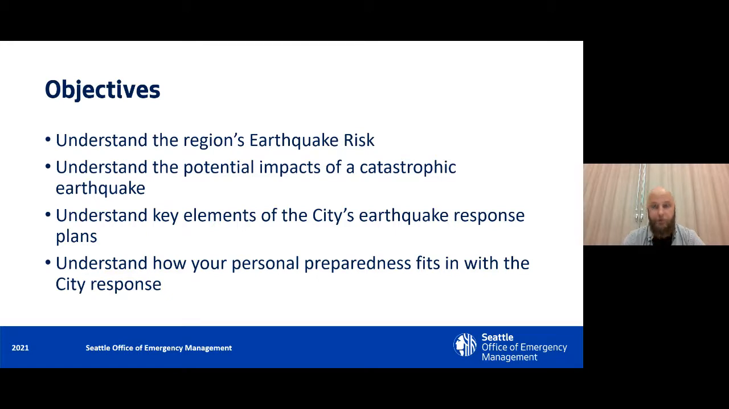And then also to provide some context for each area of response we talk about, I'll also talk about how that links to personal preparedness. So the city is out there doing certain things in response. What does that mean for the community? What can the public do before and during an event to really help us as a city as a whole?